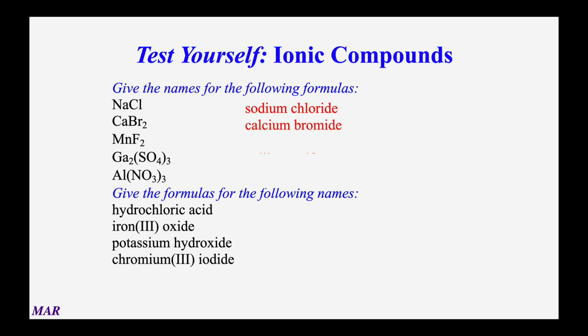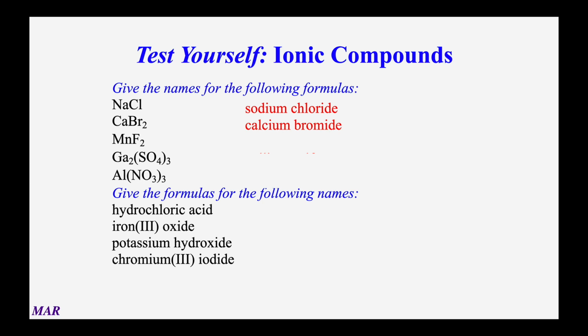Now, Mn may be an atom you're not as familiar with, but it's manganese. And it might be tempting, following the previous examples, to call it manganese fluoride. But if you looked at the periodic table, manganese is a transition metal. And that means it's going to have a variable charge. And anytime you have a variable charge metal, you need a Roman numeral.